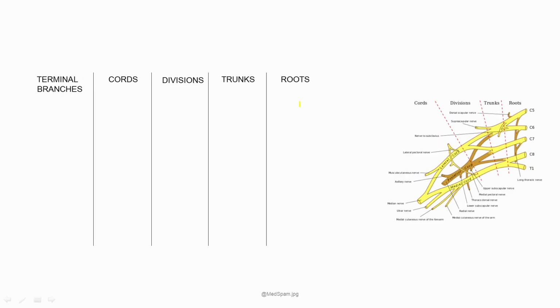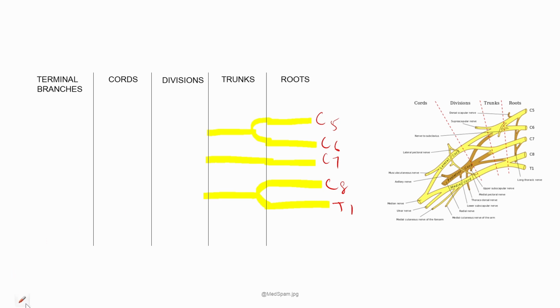So let's move on to the detail of these divisions, right? I'll keep the photo on the side and then I'll make a simplified version of the brachial plexus. The brachial plexus arises from five nerve roots, from C5 to C8 and then T1. Now the roots combine to form the trunks. There are three trunks. C5 and C6 roots combine to form the upper trunk. The C7 stays the same and forms the middle trunk, and the C8 and T1 combine to form the lower trunk. So the three trunks formed by the combination of roots are upper trunk, middle trunk, and lower trunk.